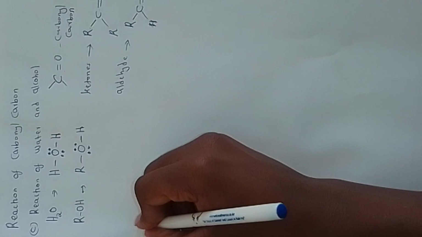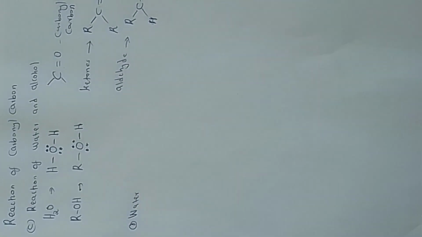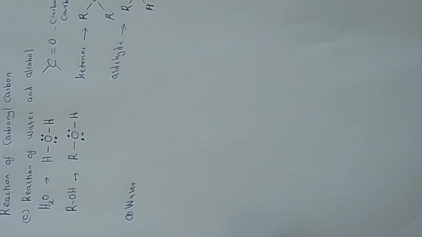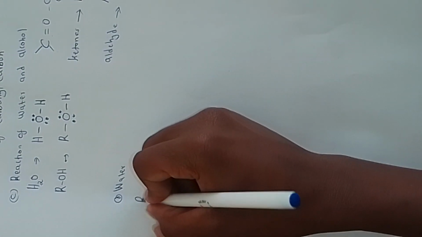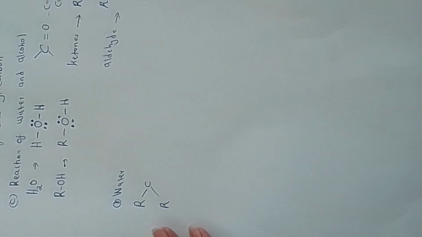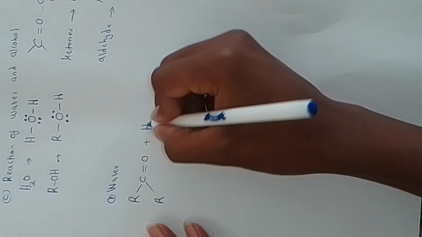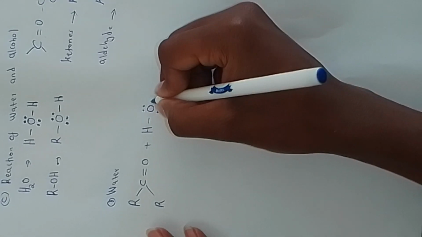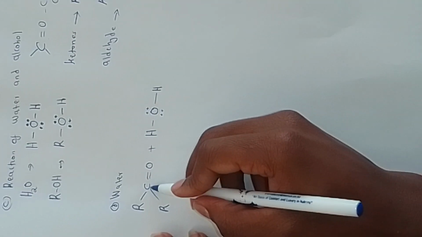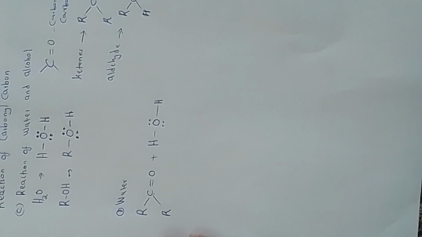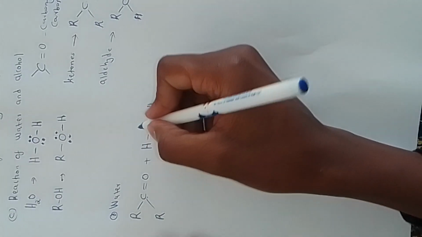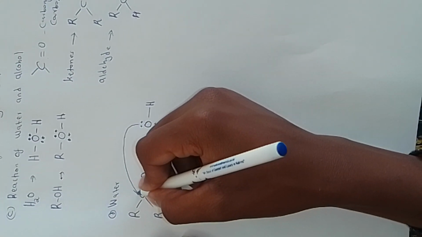So first we start with water. The reaction of water with a carbonyl carbon, using an example of a ketone. So you have your ketone here. Then you have your water. This water contains lone pairs of electrons which will attack the carbonyl carbon. This one has a nucleophilic attack. So the two electrons in water will attack this carbonyl carbon.